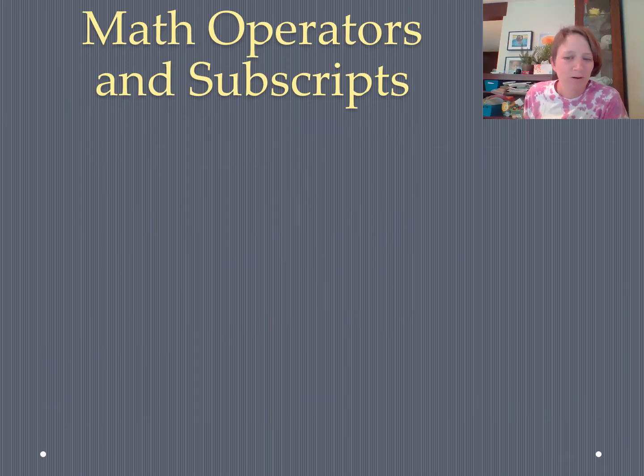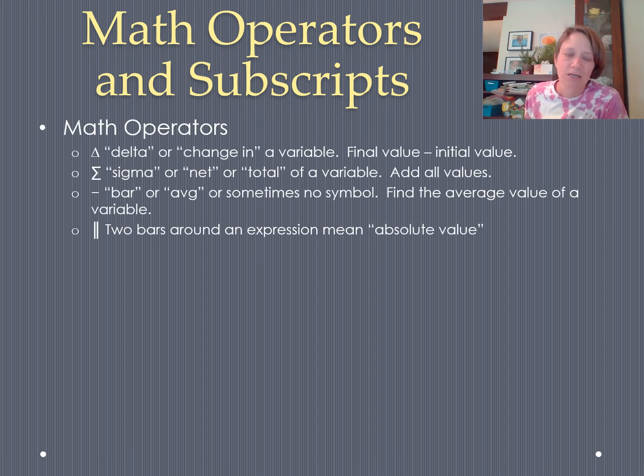So hopefully you remember from ninth grade physics some of your math operators and subscripts, but if not, this should be a really quick refresher. There are 4 math operators that you see in AP equations. Delta means the change in the value of a variable. So some variable will be changing over time, like an object's velocity or its displacement. And you could find that mathematically by taking the final value and subtracting the initial value. That second symbol is known as sigma, and it stands for the net or the total of a variable, and that means you're going to add all of the values of that variable together, positive and negative.